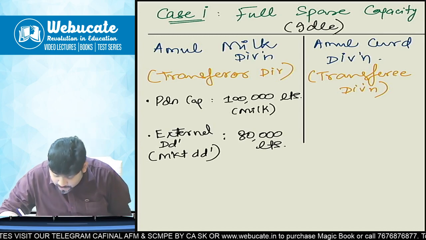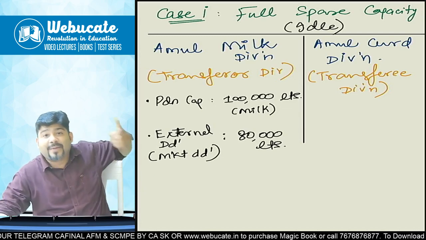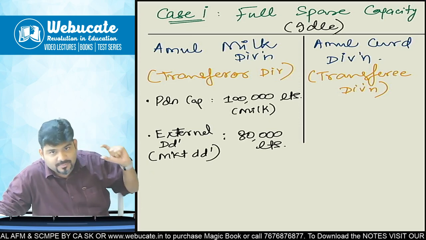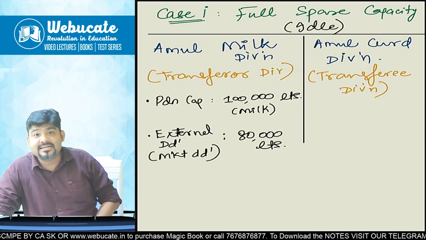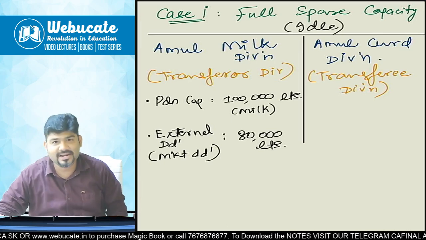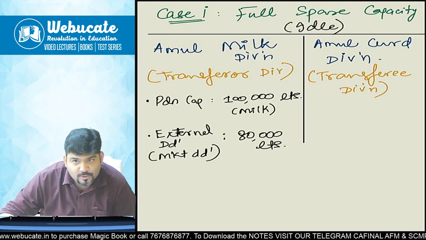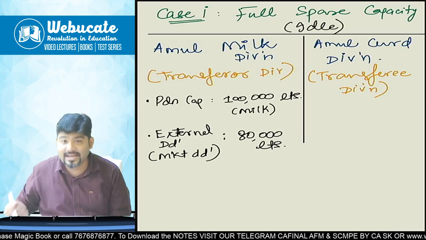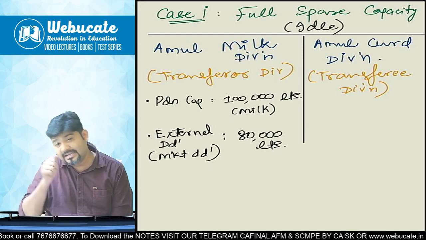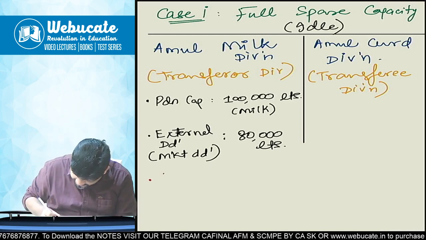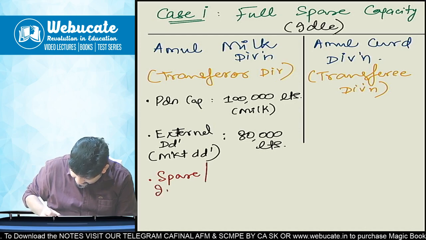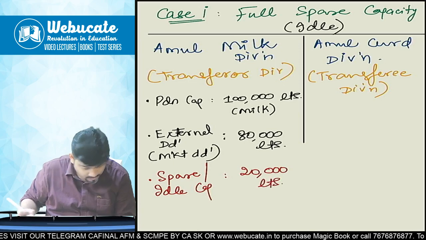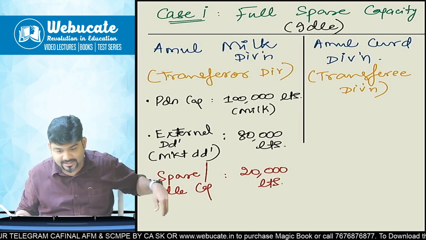Looking at the question, how much is the spare capacity of this milk division? Do you understand what a spare capacity is? Spare capacity means the total production capacity is 1 lakh, but our market demand is 80,000. So we will be producing only up to 80,000 units because that's what we will be able to sell. That leaves us with a spare or idle capacity of 20,000 liters.